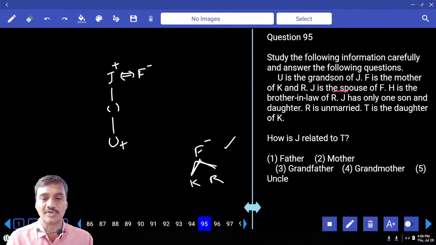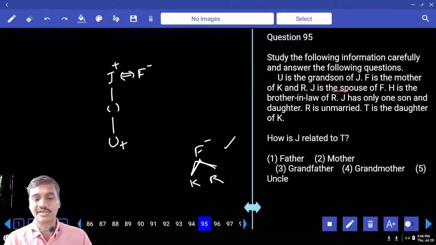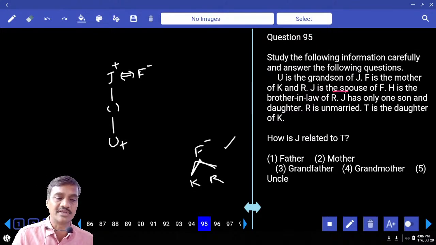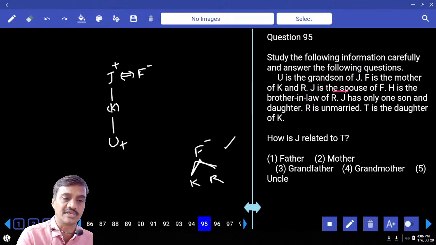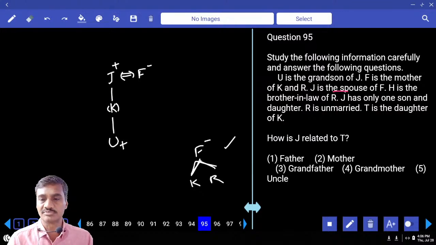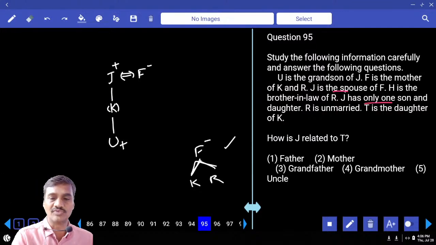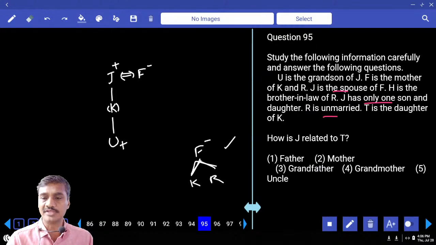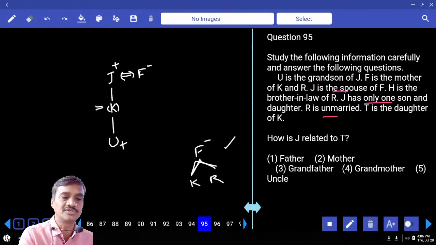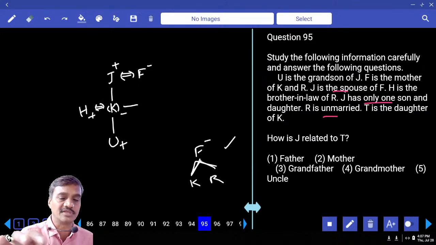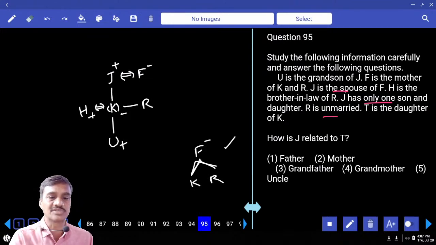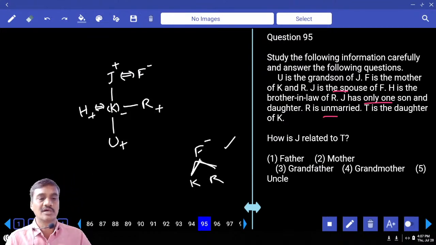H is the brother-in-law of R. And J has only 1 son and only 1 daughter. Only 1 son, and R is unmarried. As R is unmarried here, hence this person must be K. K is married. H is the brother-in-law of R means that R's sister's husband is H. Now this J is having 1 son and 1 daughter. K is the daughter, R is the son.